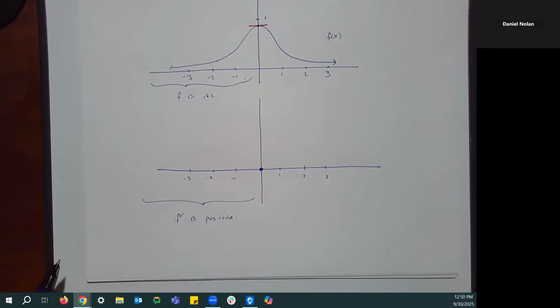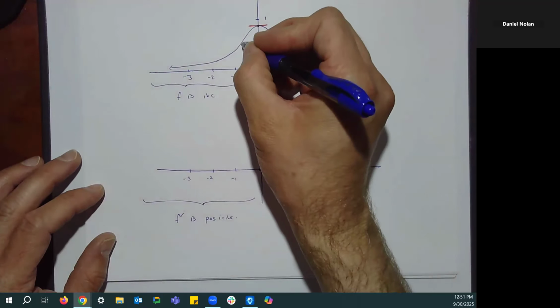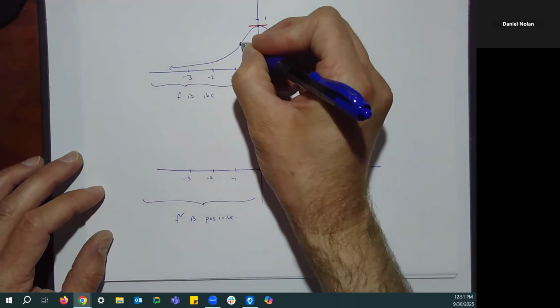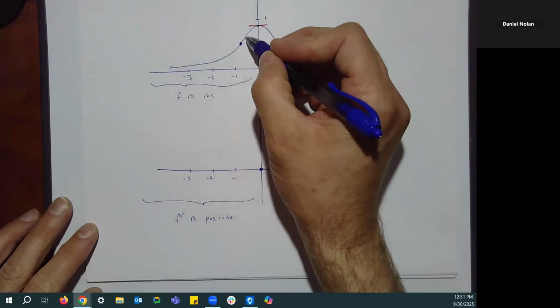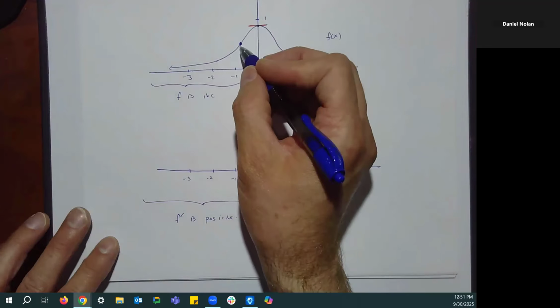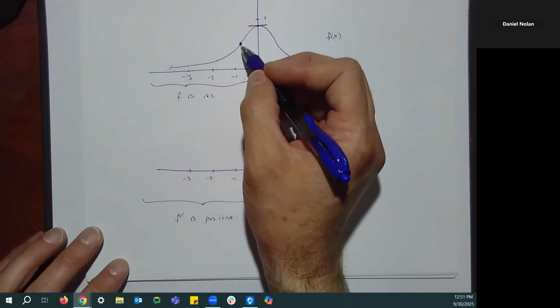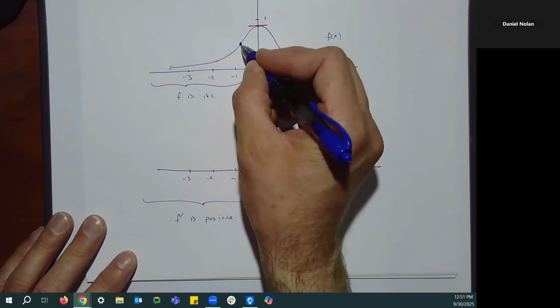Let's see. I'm thinking it's probably right about here-ish. Right there is where it looks like if I drew a tangent line, it would be the steepest it could be. Because if I move a little further to the right, my tangent line starts to get less steep. And if I move further to the left, same sort of deal. I might not have plotted it perfectly, but it's somewhere about there. So that's where my first derivative is going to have a maximum.